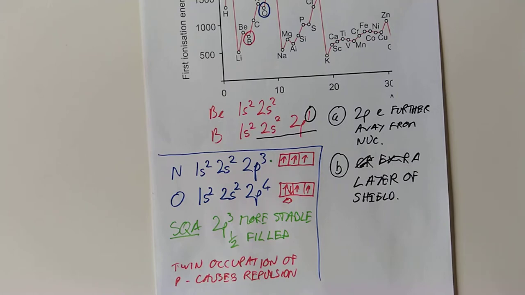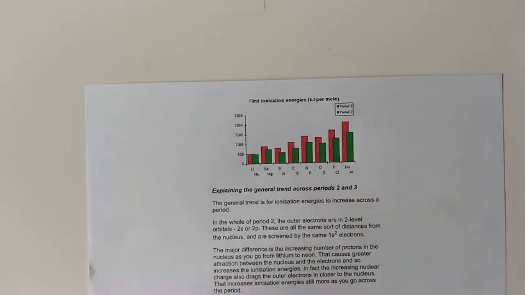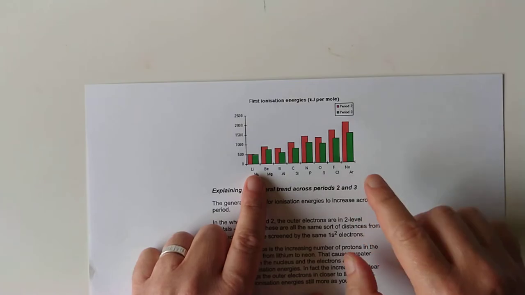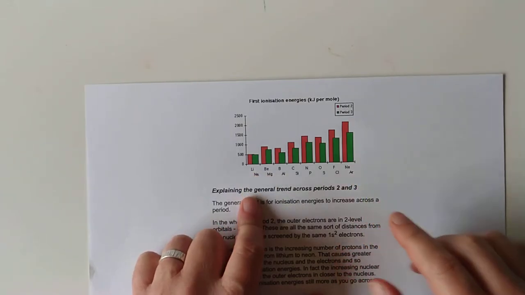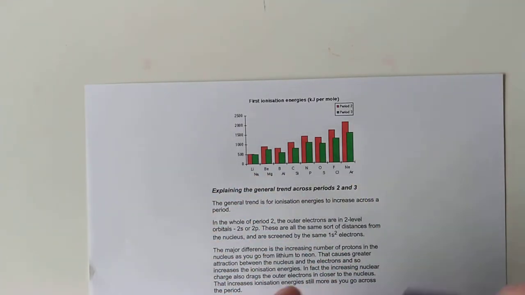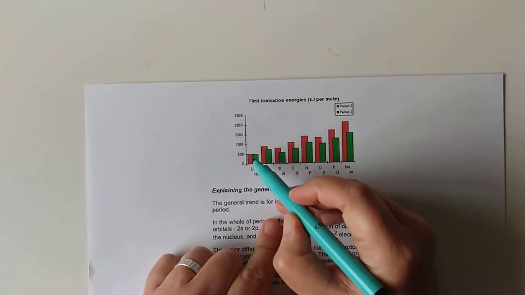We're very nearly done, because there's one last thing that I would like to do. And we're back. This is an illustration from ChemGuide's website, and it's the very last point I want to make about ionisation energy. It's quite a nice point they make. They say that you get exactly the same pattern.